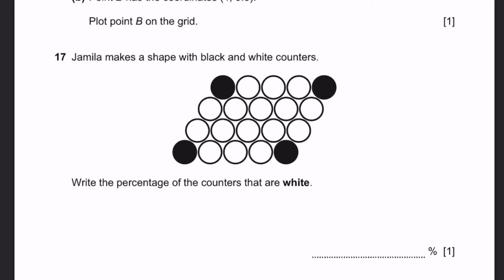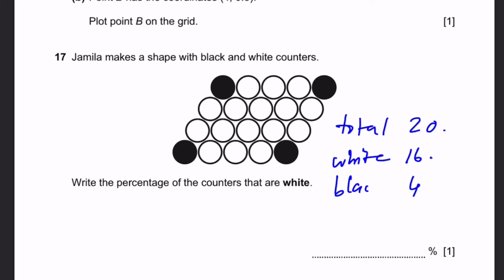Question 17. Jamila makes a shape with black and white counters. Write the percentage of the counters that are white. How many counters are there in total? We have 1, 2, 3, 4, 5, and then we have 4 columns of 5 counters. So 5 times 4, which is 20 counters. How many of these are white? There are 4 of them which are black on the corners, so the rest of them are white. So 20 minus 4, which is equal to 16, which are white. And yes, we just know there are 4 black.